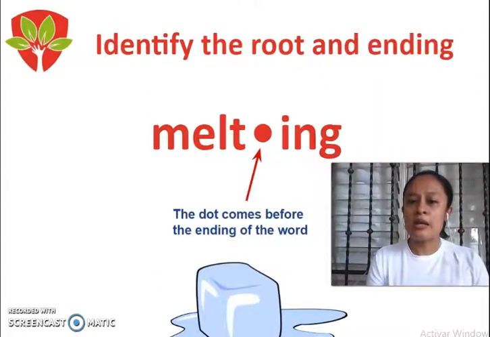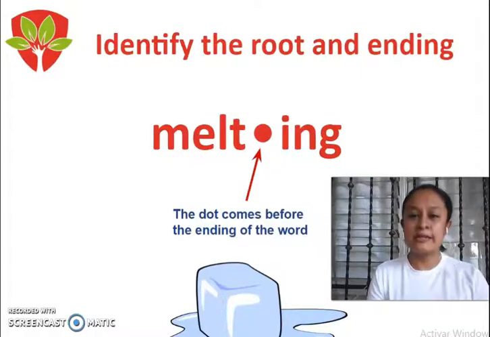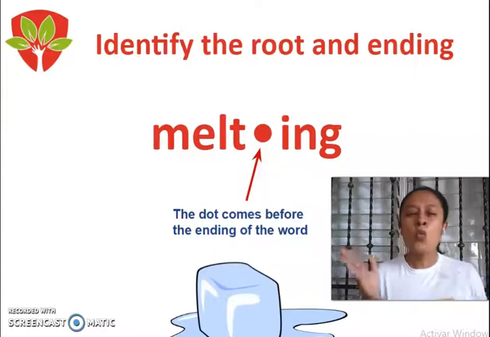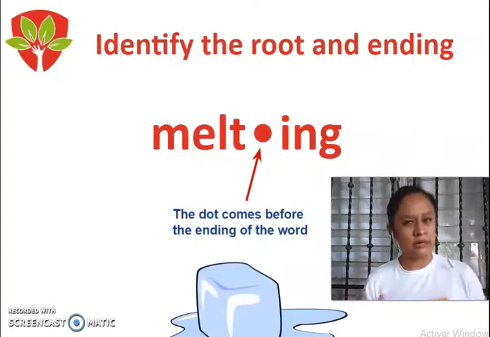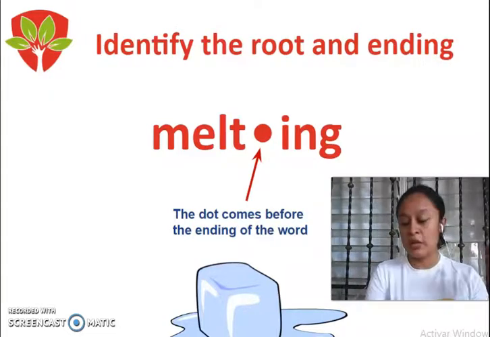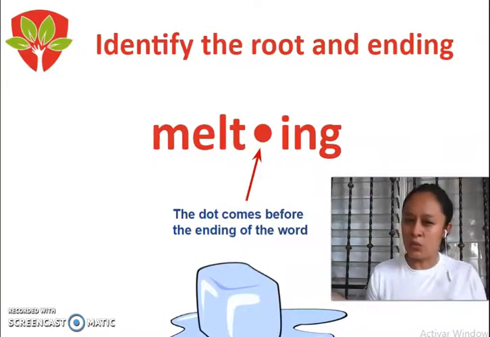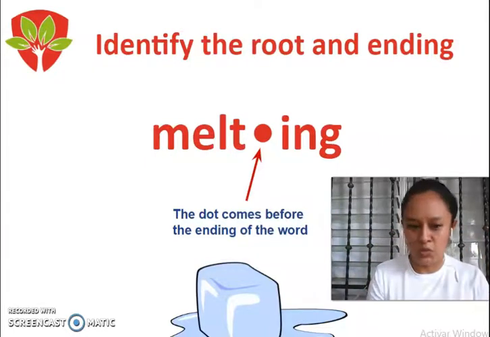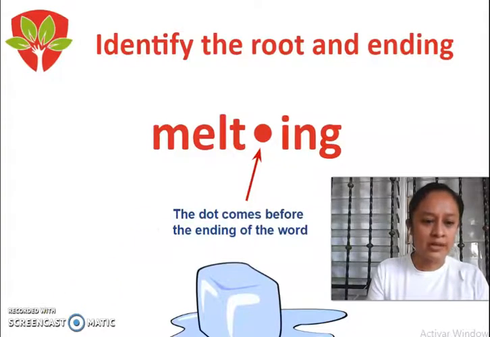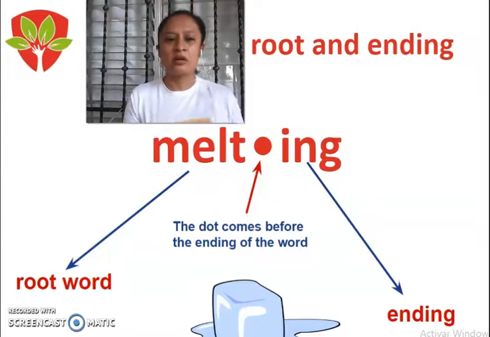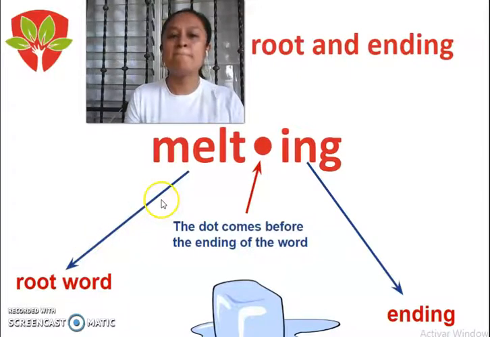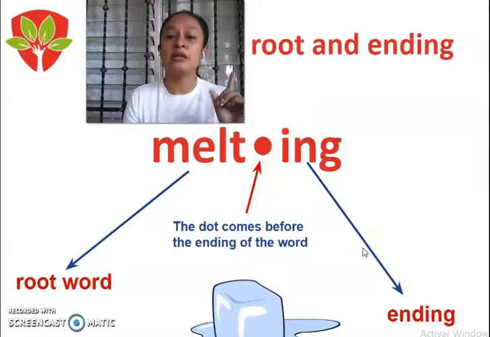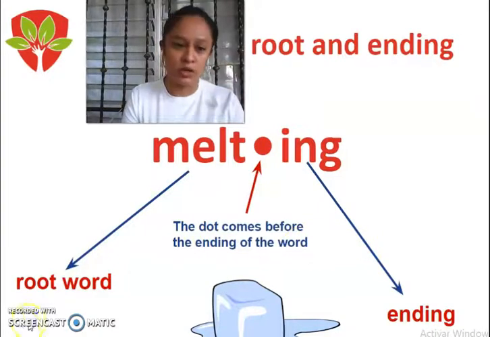Okay, so now in here, I have an example for you. Let's identify the root word and the ending word. I have some questions for you. Okay, so which part is the root word in this word? That's the first question. Then we have, which part is the ending word? So remember, guys, that the dot comes before the ending word. So let's do that. As you have here, we have the root word that is melt, and then the ending word that is ing. So remember that I told you that the dot comes before the ending word.